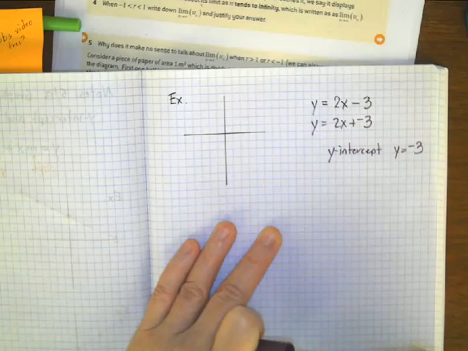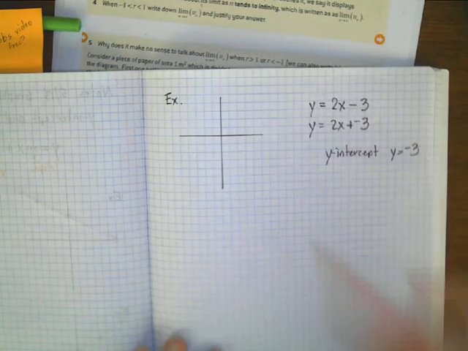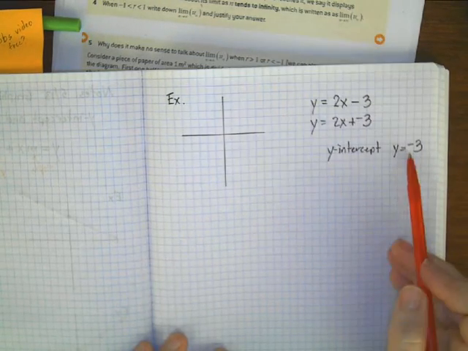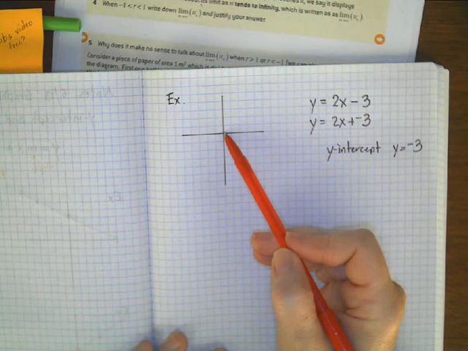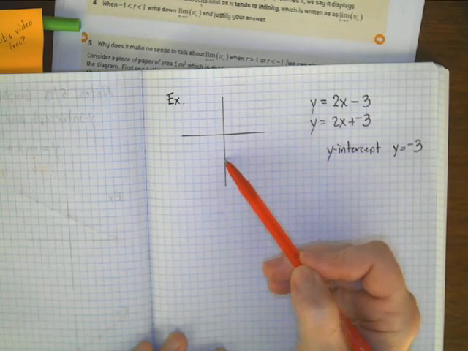Now I'm going to put that on my graph. Here's my y-axis. Where is negative 3 on my y-axis? Well, I have to go down. I have to go down to get to negative 3. 1, 2, 3.